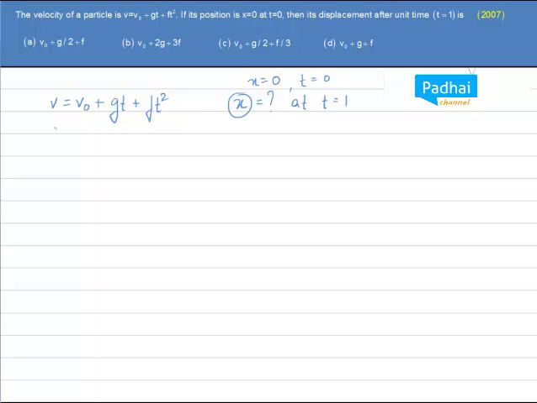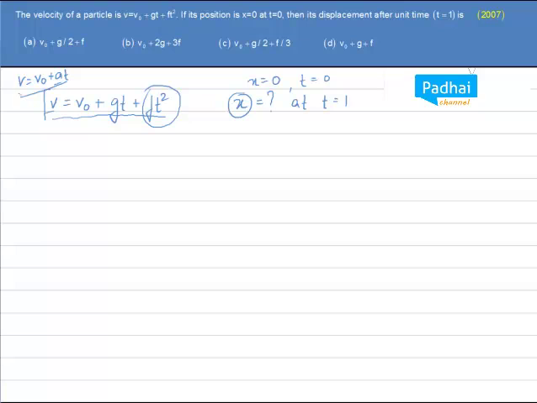Now, the problem with this question is most of the students will be thinking that this is the equation of motion. This is one of the equations of motion, but actually the equation of motion is given by v equal to v naught plus at, right? So there is no term of ft square, right? So that means the equation of motion is used only when acceleration is constant. That means over here we cannot assume that acceleration is constant.